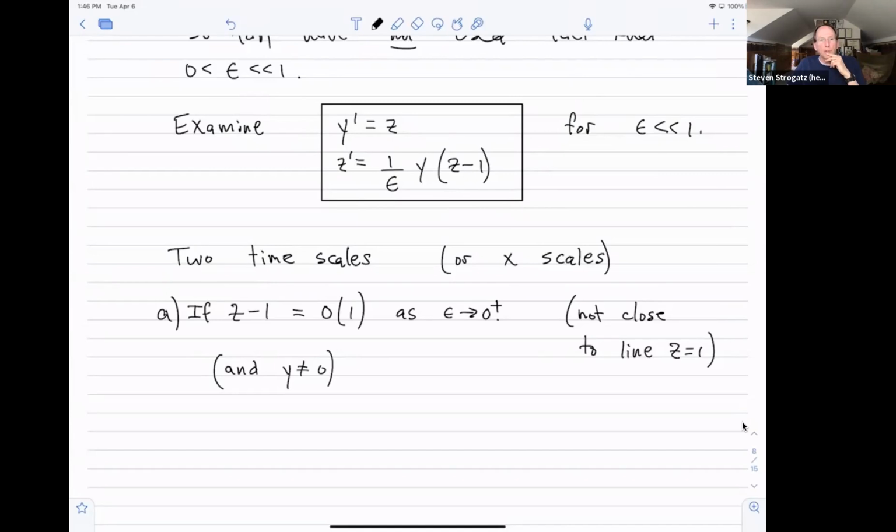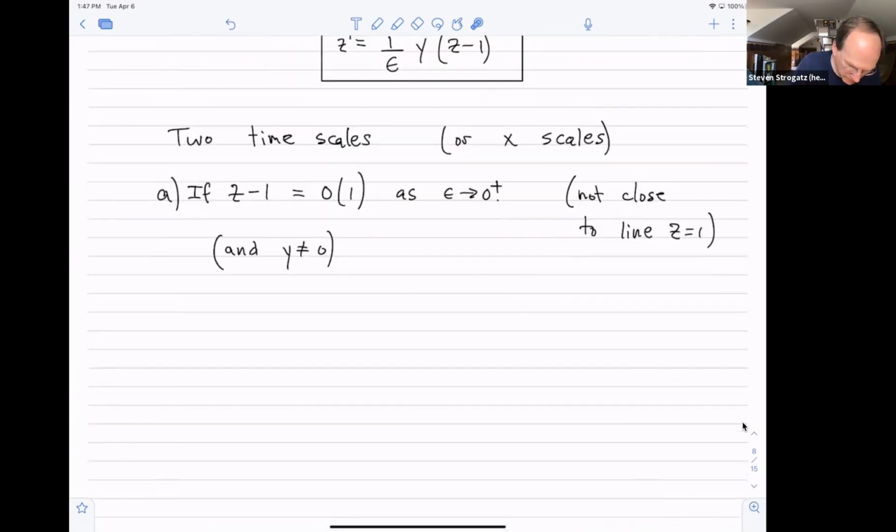So if we have those 2 properties, this term is some order 1 object y. This is some order 1 thing. The point is 1 over epsilon is a gigantic number because epsilon is small. So think of this number as a trillion. So we're saying z prime is a trillion, whereas y prime is some order 1 thing because it's just z. There's nothing special about z. Z is anywhere, just not too close to 1. So the point is z prime is much, much bigger than y prime.